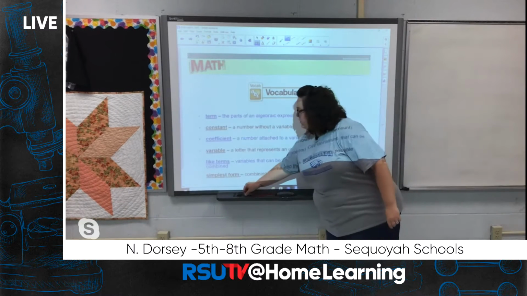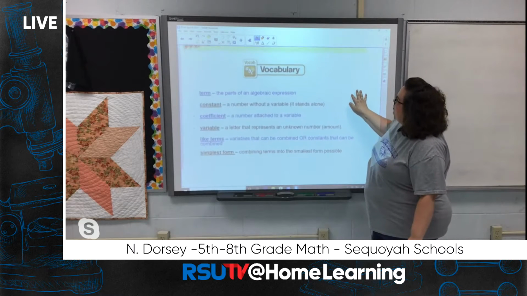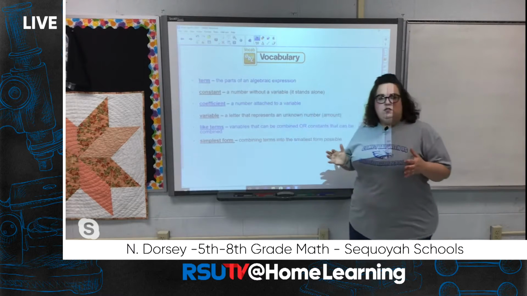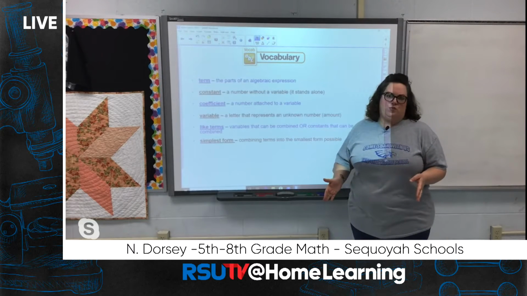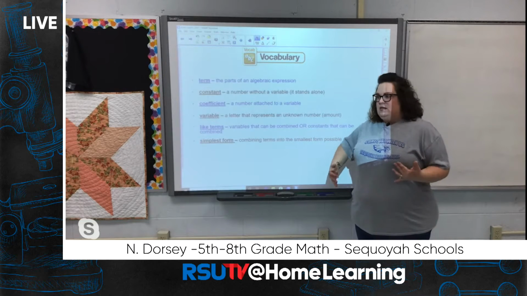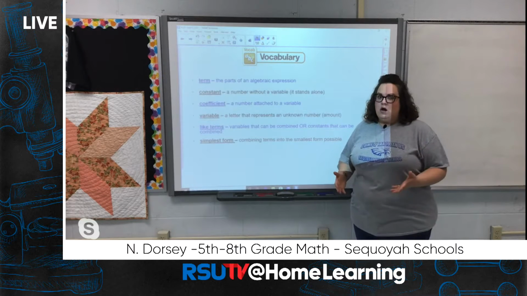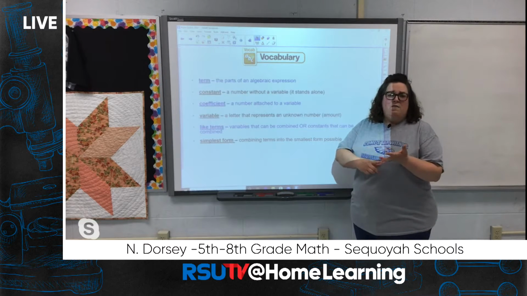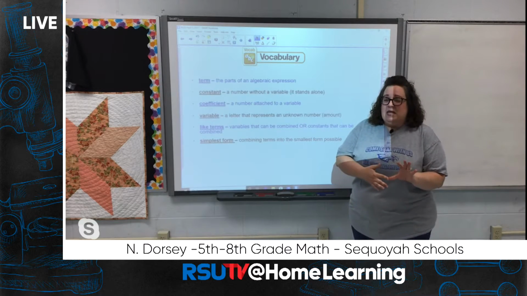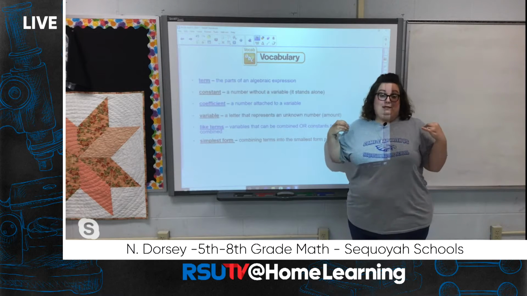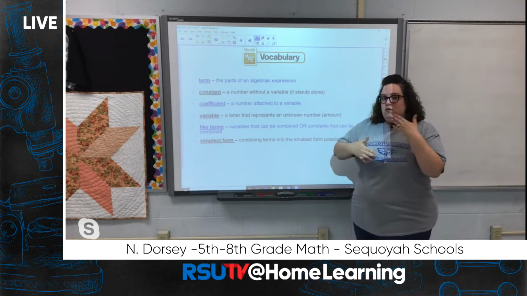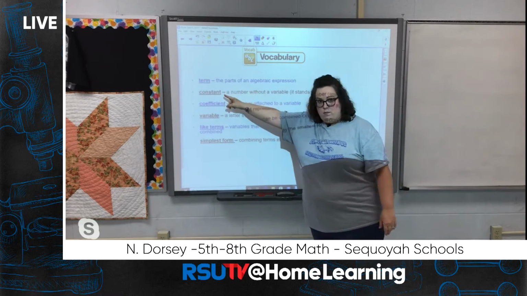So, these are probably too small for you to see, but I will go ahead and read them with you. The first word is term. A term describes the parts of an algebraic expression. So I want you to imagine like a chocolate chip cookie, which are actually my favorite cookies. And think about all the different parts that go into that cookie. You've got flour, butter, salt, sugar, I think probably baking soda or baking powder. I don't cook, so I don't really know. I'm just guessing. And of course, the chocolate chips. So all of those ingredients are terms.